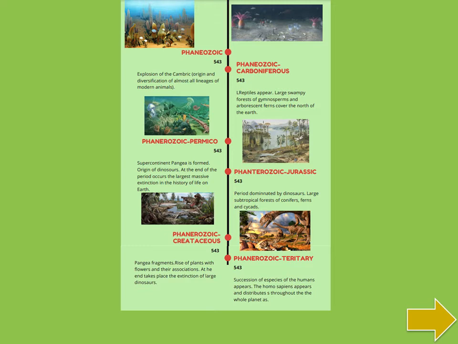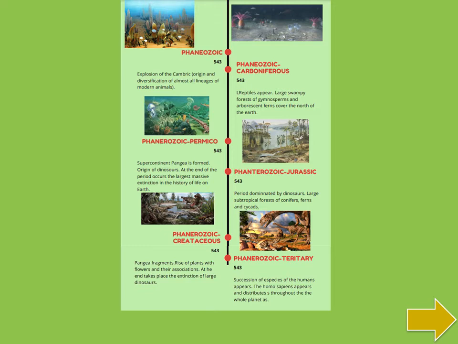In the Cretaceous the supercontinent Pangea fragments. This means that the large piece of Earth that was floating on the sea was separated into different continents that we know. And we also have the end of the period, which takes place in the extinction of large dinosaurs, large reptiles and other groups, possibly by a meteorite and intense volcanism.